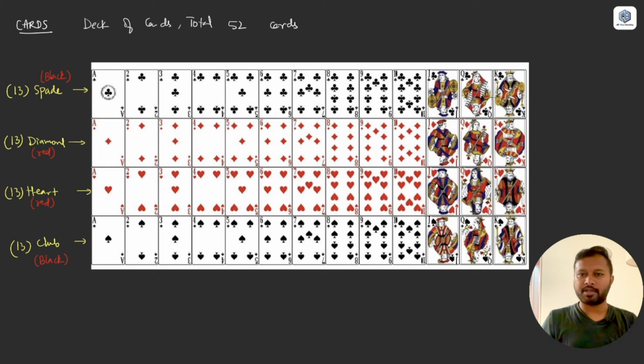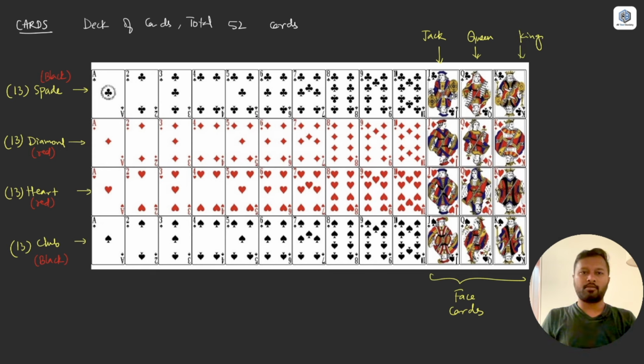These cards are special. These are called face cards. Why? Because there are pictures made in them. So this one is called jack, this is queen, this is king.